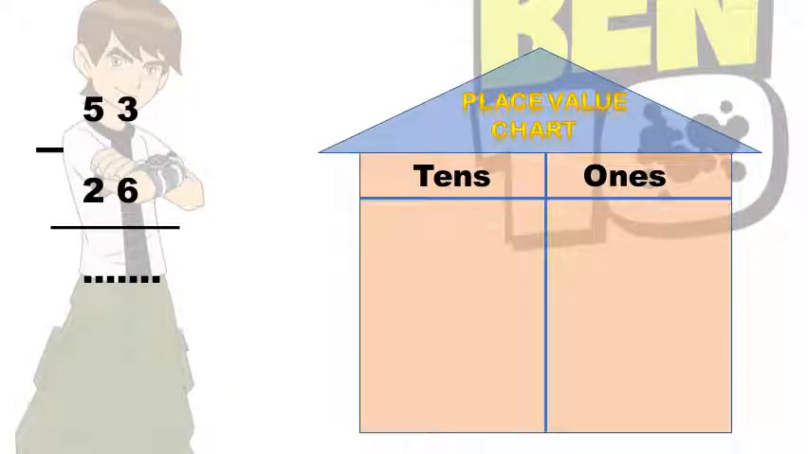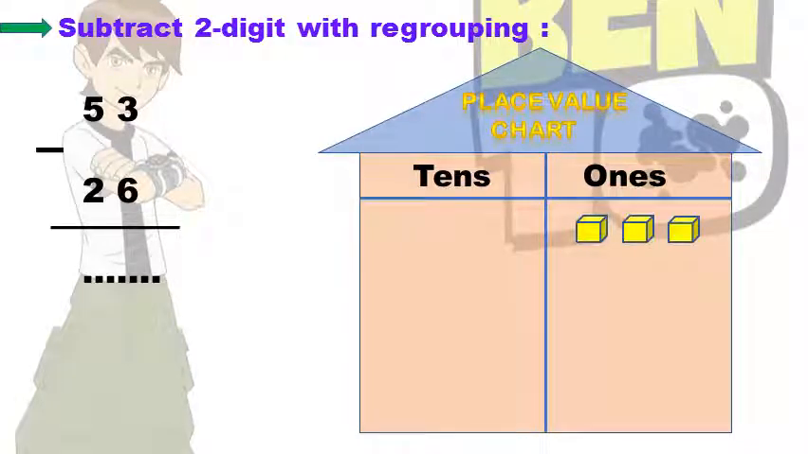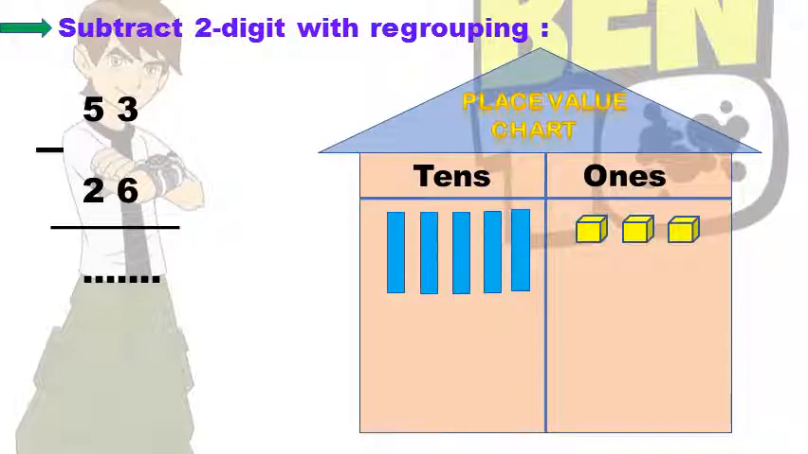If I have 53 minus 26, I want to use my place value chart. So let's put the number 53 in the place value chart. Let's put the ones first. I'm going to put how many ones? 3 ones. And how many tens? 5 tens. Now I want to subtract 26 from 53. I'm going to start with the ones. 3 minus 6. Can I take 6 from 3? No. What shall I do here?